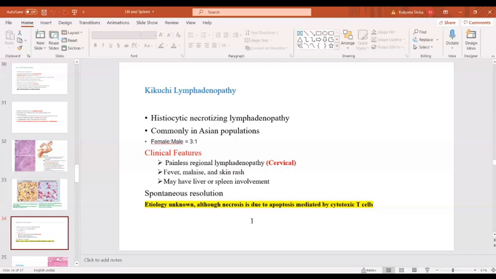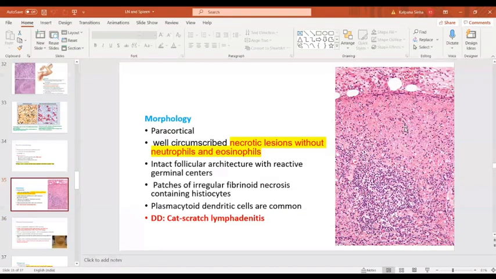So this is a lymph node. The involvement is in the paracortical area. This is necrosis, and the cause of necrosis is like apoptosis, and it is not related to infection. So there will be no neutrophils. This is a difference from cat scratch disease.